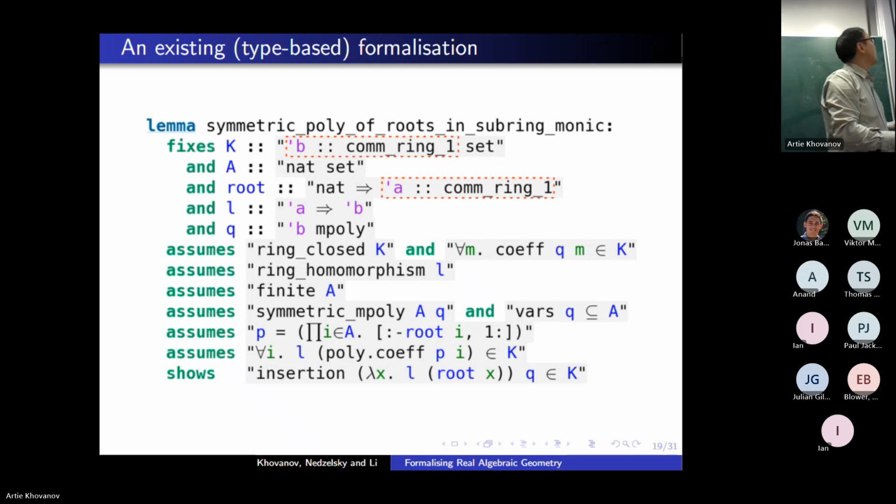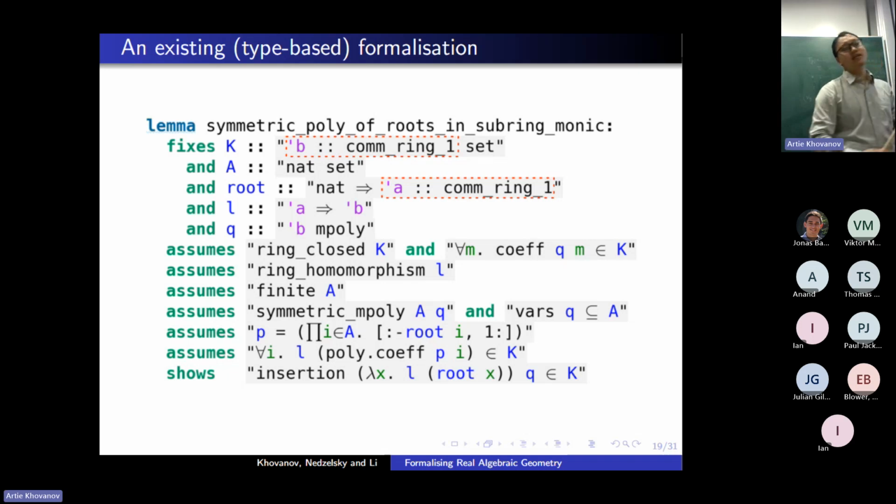But as we said, this is a type-based formalization. And why do we say that? As you can see in this red dotted rectangle, B and A are type variables. We can instantiate them to concrete types like int or nat. But the things that come after these type variables are called sorts, and they are type classes. They put a constraint on those types.